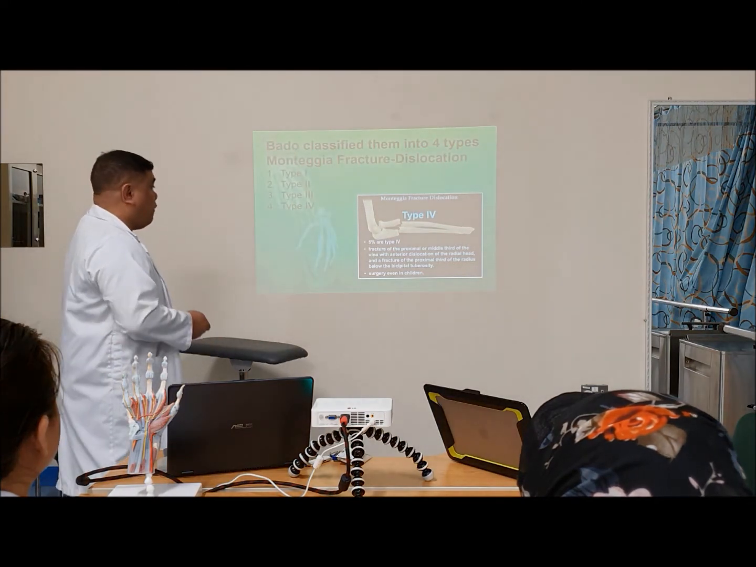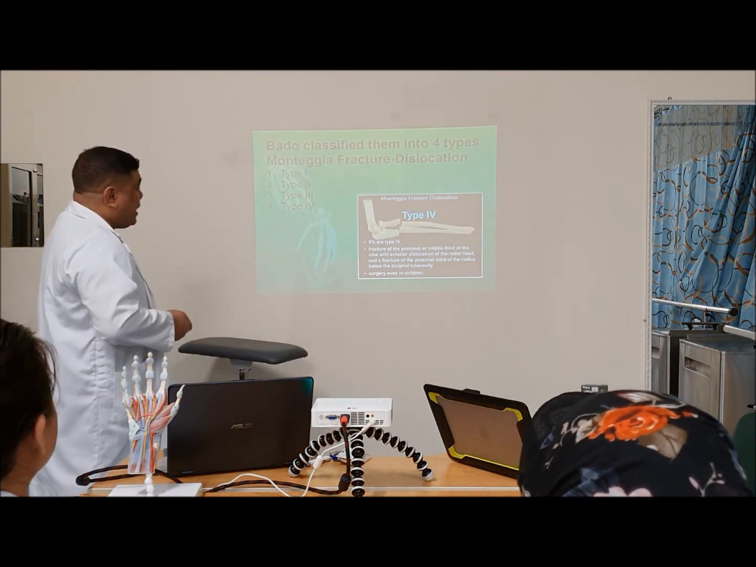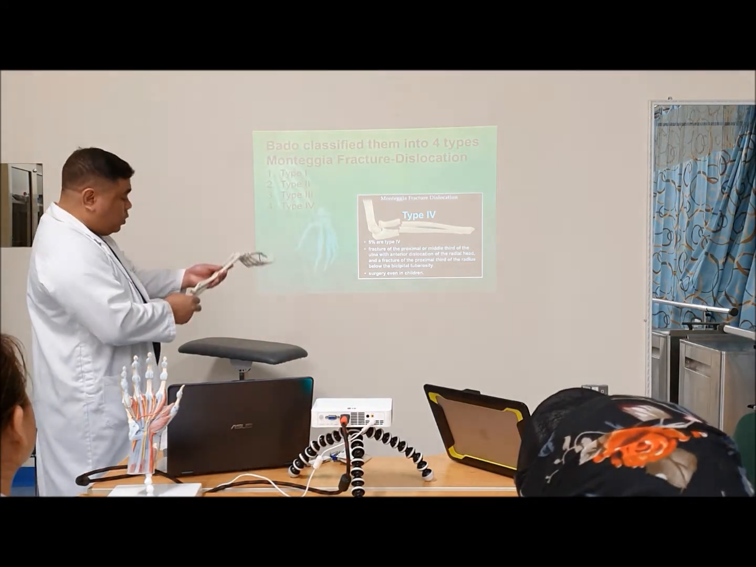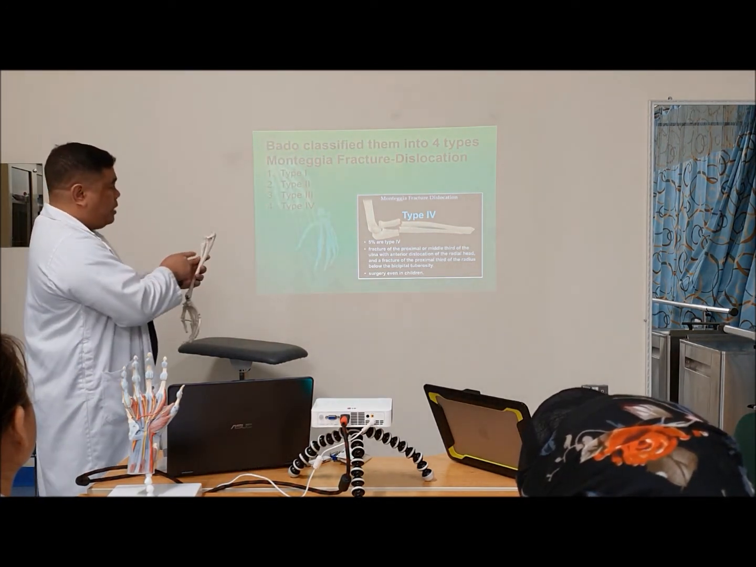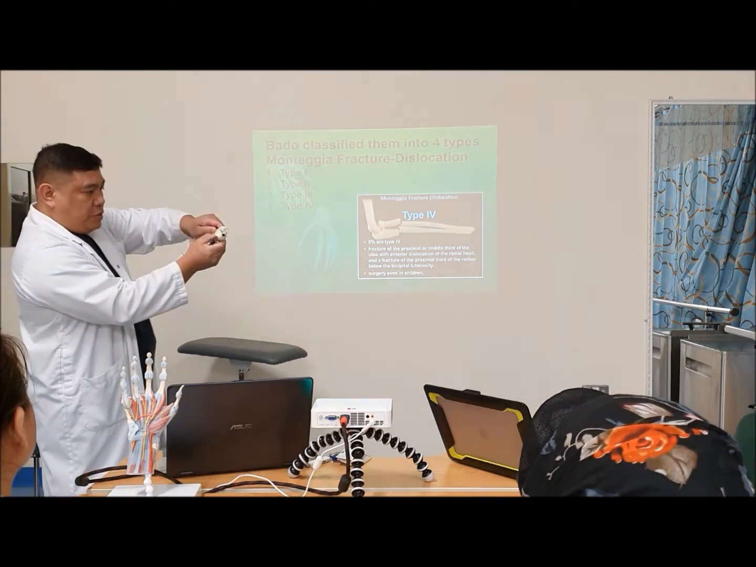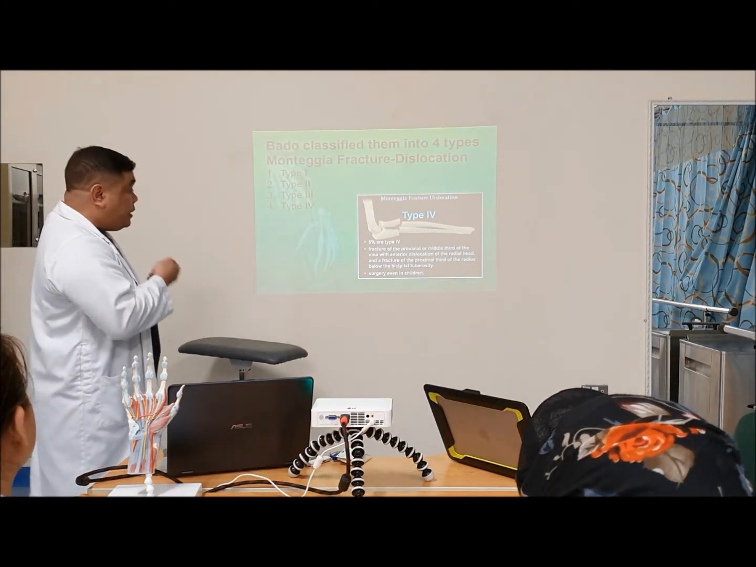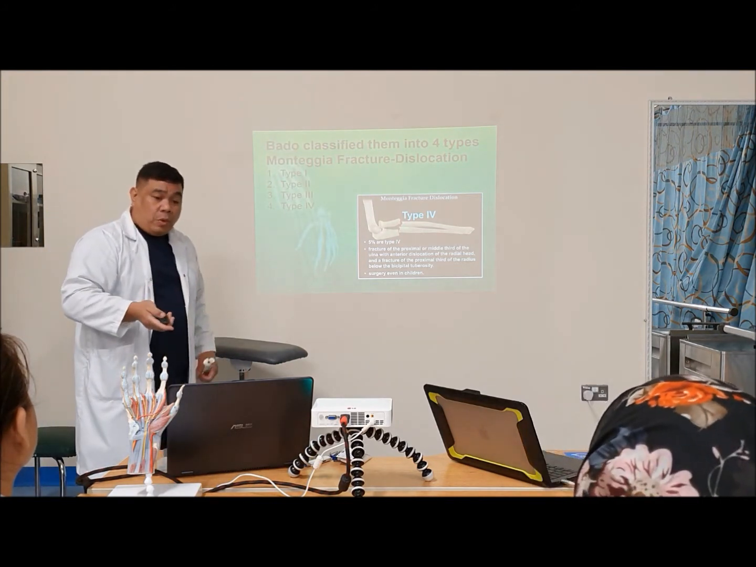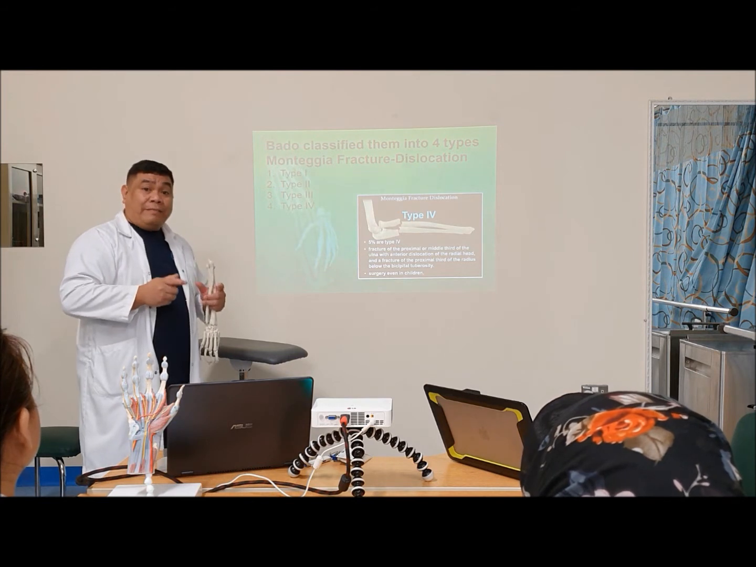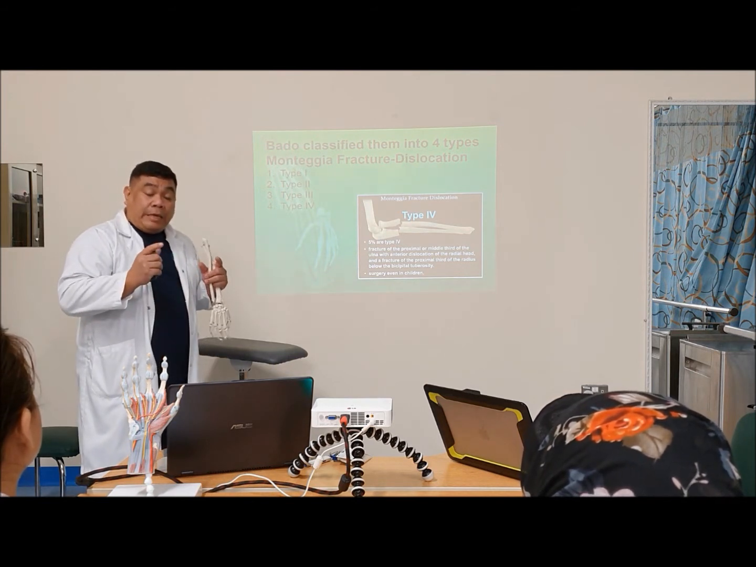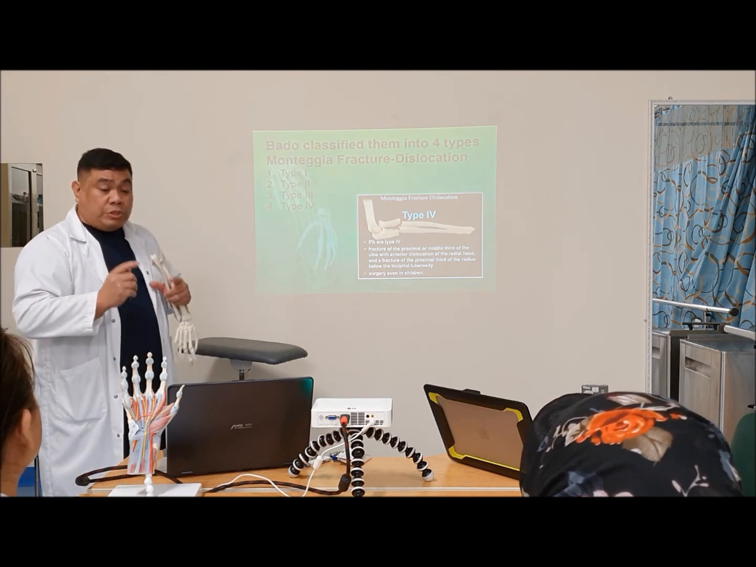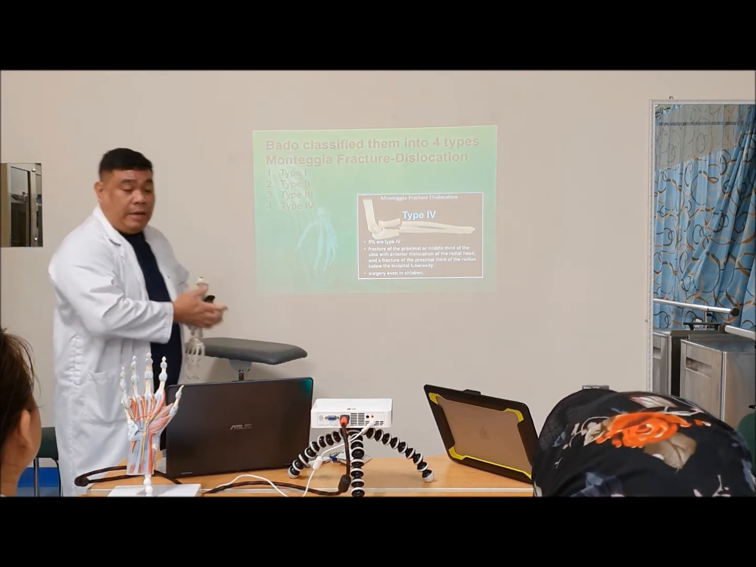In type 4, the fracture is not happening only in the ulna, it also happening in the radius, and the radial head is dislocated also volarly. What is the importance of this one? We need to learn those dislocation, because in splinting, it based on how dislocated the radius, how you will position and splint the elbow.